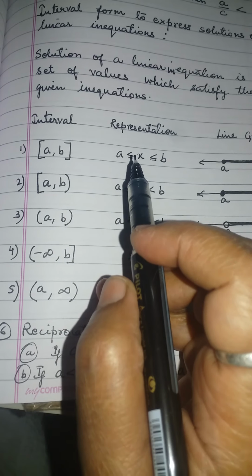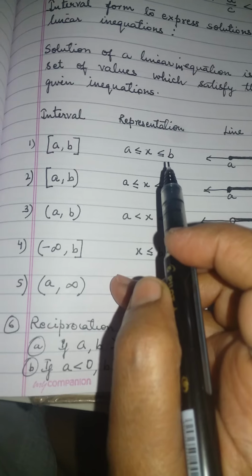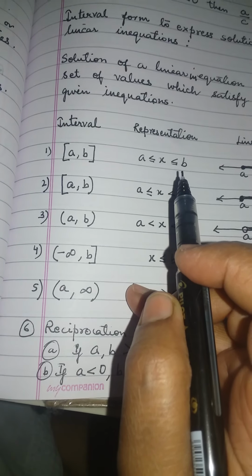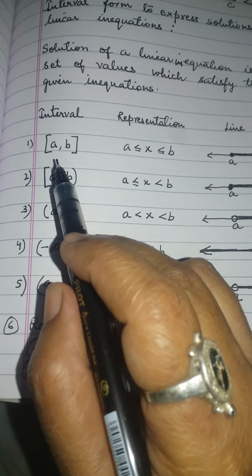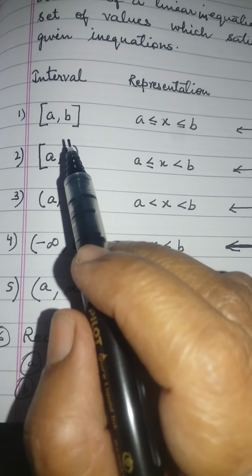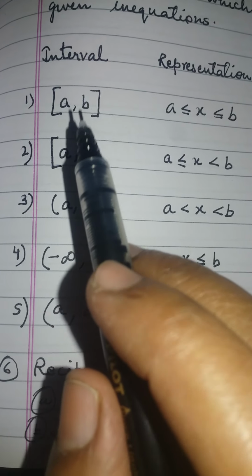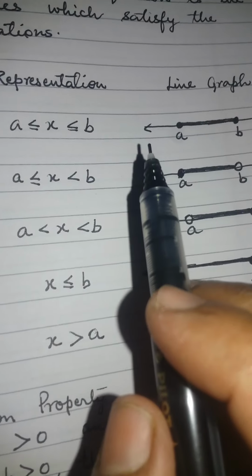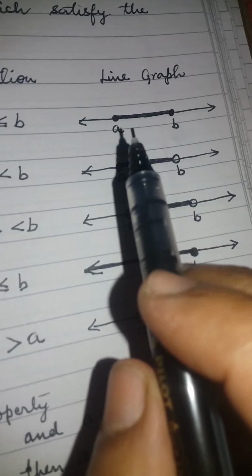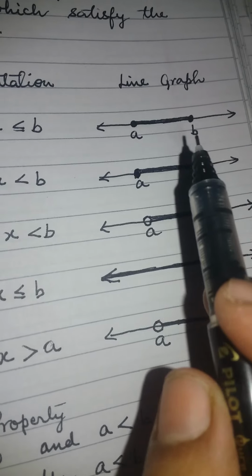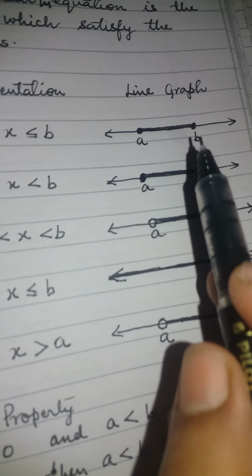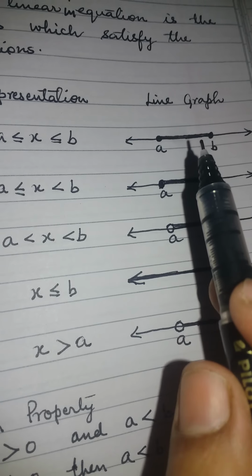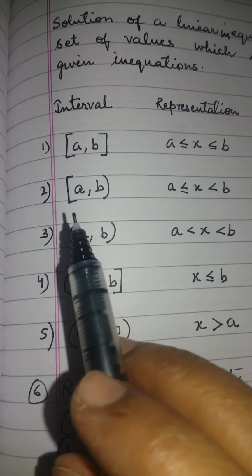Suppose we get an answer as a less than or equal to x less than or equal to b, meaning x lies from a to b. So the interval form will be a closed interval. See, this symbol is for closed interval: square bracket a comma b, right? And the graphical representation will be on the number line. You will locate a and b, and then make two filled circles on a and b, and then stretch a line in between. This is how you express the graphical representation.